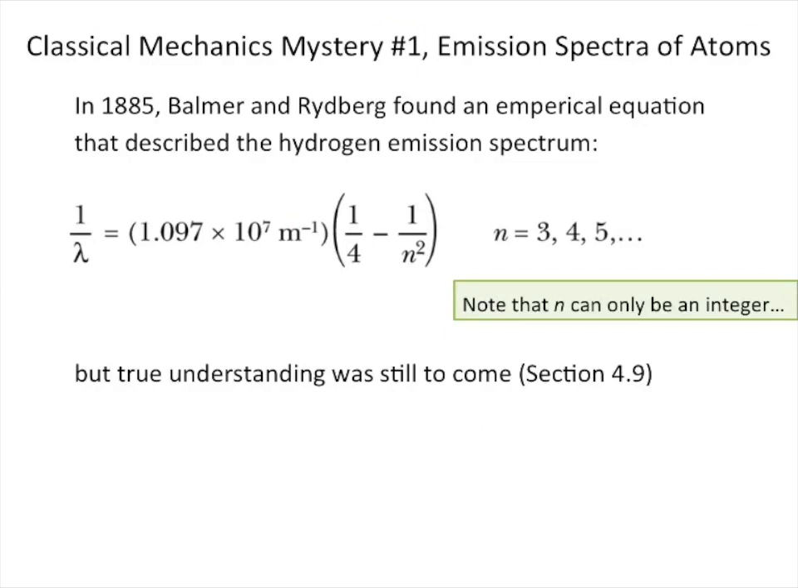So in 1885, Balmer and Rydberg found an empirical solution that described the hydrogen emission spectrum. And, well, in order to make the math make sense, they have their constant here, inverse wavelength is here, and then they have 1 over n squared, some integers going on in here. But why would you describe a gas discharge lamp with integers? It didn't make any sense at the time. We'll talk about exactly why this works in section 4.9 coming up. But this is at least an empirical solution to the problem. So empirical means, well, the math works out, but they don't know why it works.